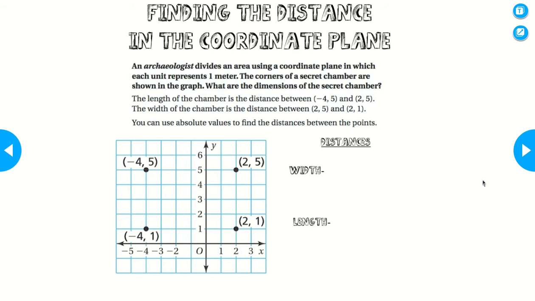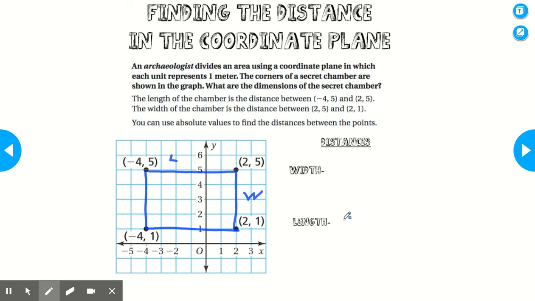So one of the first steps we want to do is actually plot the points. That's done here. We have -4, 5 here, and then 2, 5 here. So what we could do then is draw a line to connect the dots. Then the next one is 2, 5 and 2, 1. So they said that this is our length up top and this is our width. And if we continue to connect our dots, we could see that this makes a rectangle.